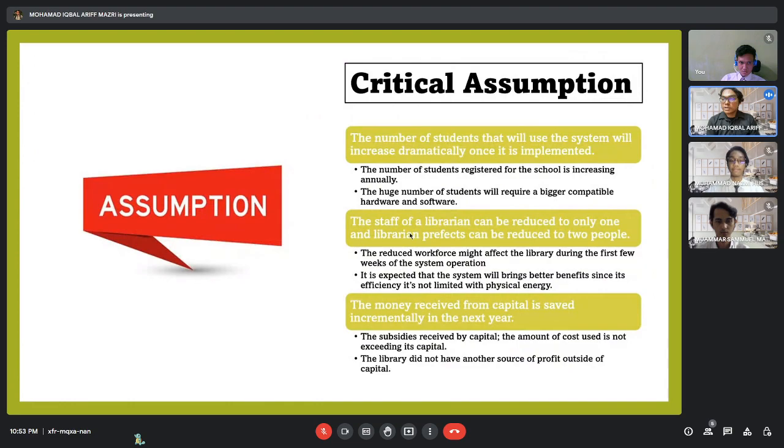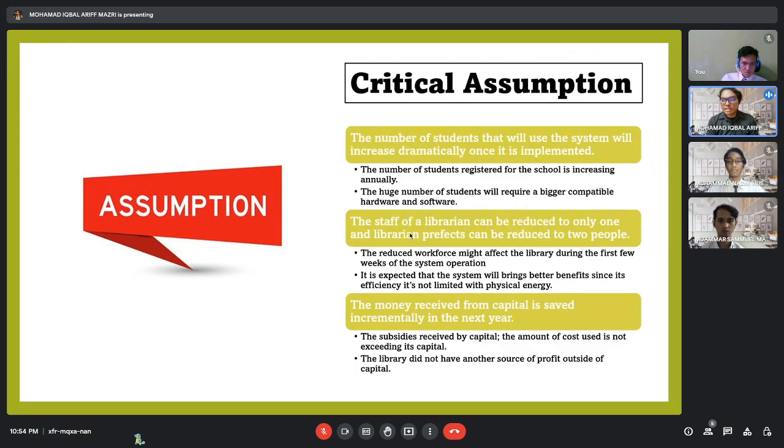Okay, so I will be explaining the critical assumption part. The first thing, the number of students that will use the system will increase dramatically once it is implemented. The number of students registered for the school is increasing annually. The huge number of students will require bigger compatible hardware and software. The staff of librarians can be reduced to only one, and librarian prefects can be reduced to 2 people. So the reduced workforce might affect the library during the first few weeks of the system operation. It is expected that the system will bring better benefits since its efficiency is not limited by physical energy.